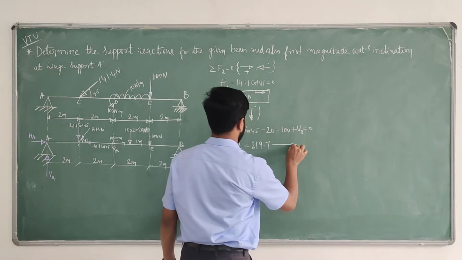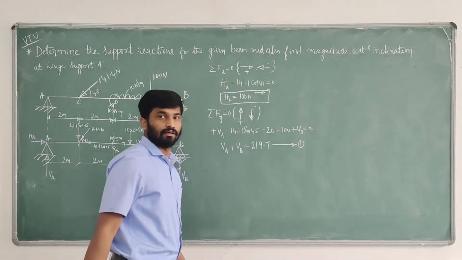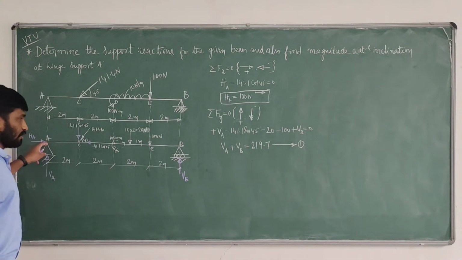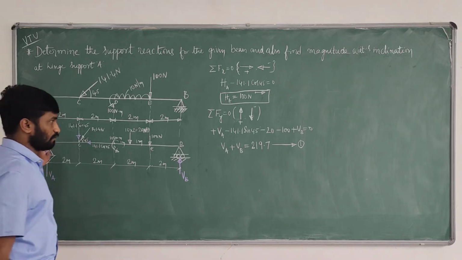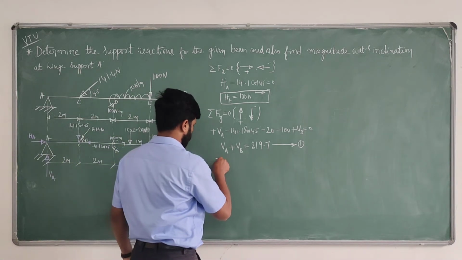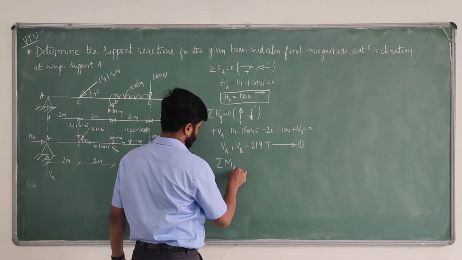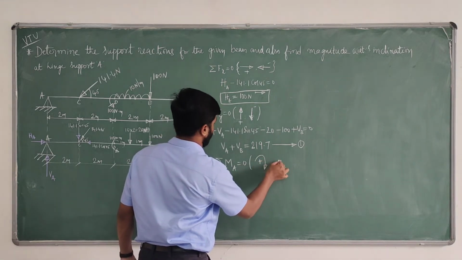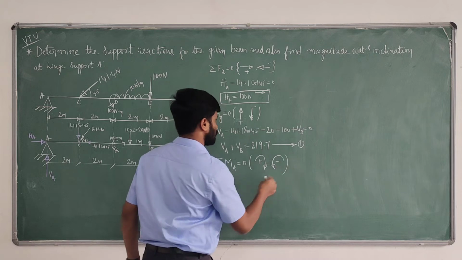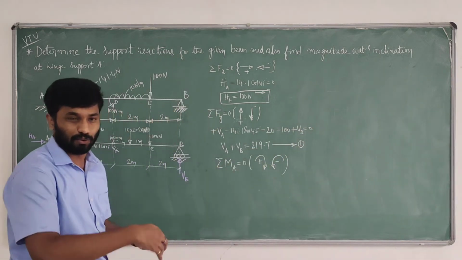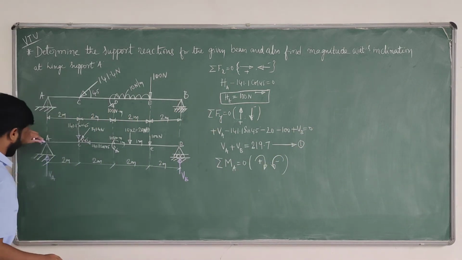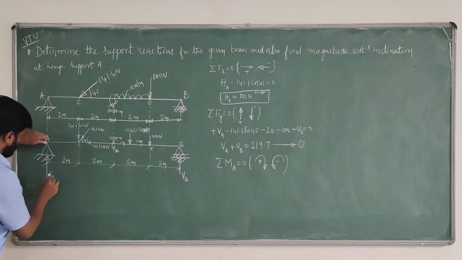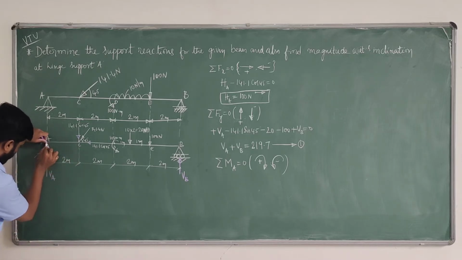We take this as equation number 1. Next, take moment at A equals 0, another equation of equilibrium: sigma moment at A equals 0. It is always preferable to take moments at the left end because the loads are acting on one side, so it's very easy to compute the moment. If you take it at A, this force acts along the same line of action, so the moment is 0.